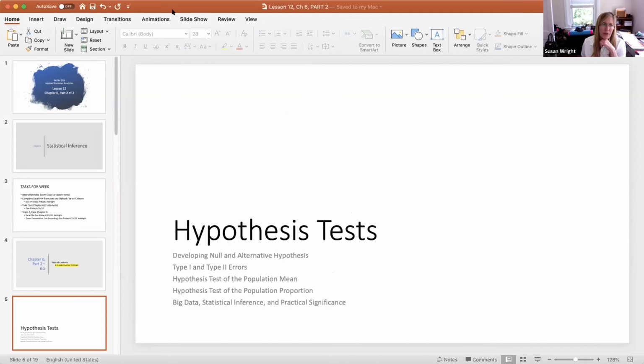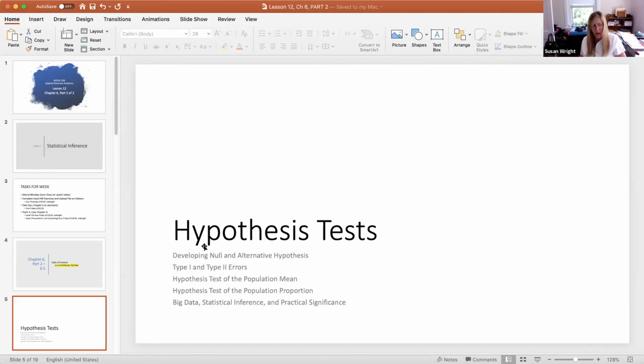Okay. So I'm going to go through some of the content here inside the chapter and then show you some examples of how to actually run the statistical test so you can make decisions about these various hypotheses that you're going to make about data sets.